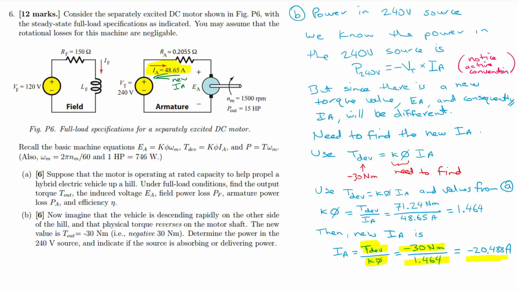So what does this mean? Think about it in terms of electric circuits. The only way the current can flow from right to left now is if EA is greater than VT. That's quite interesting. There's some energy being developed on the armature side from the rotor.